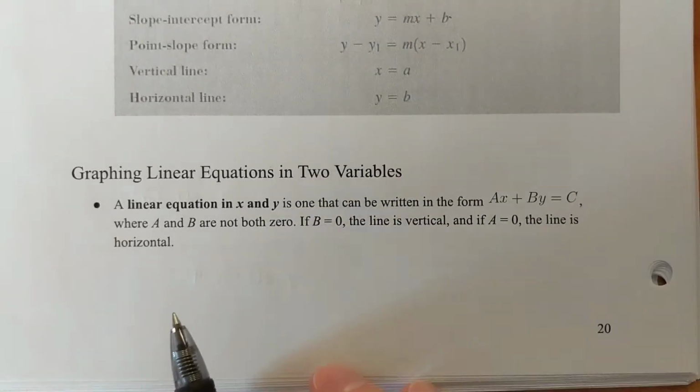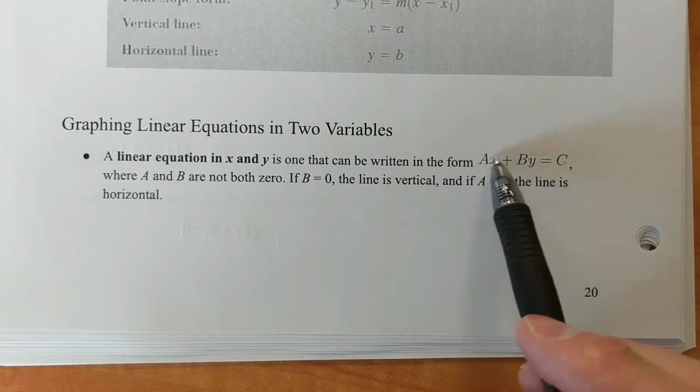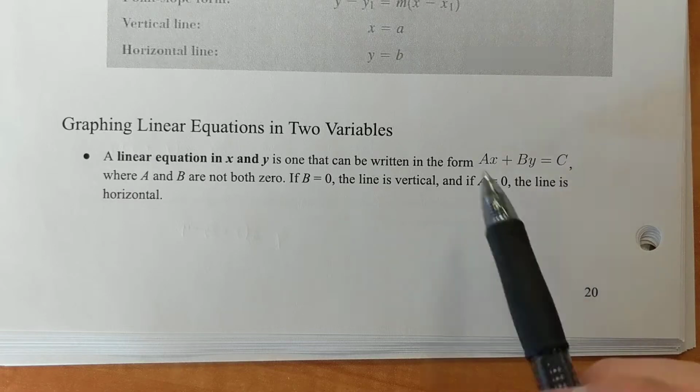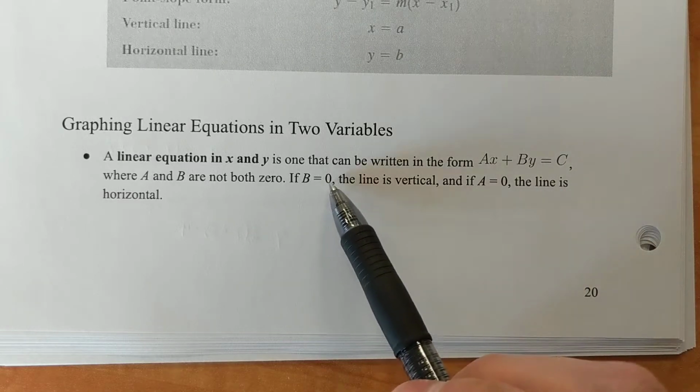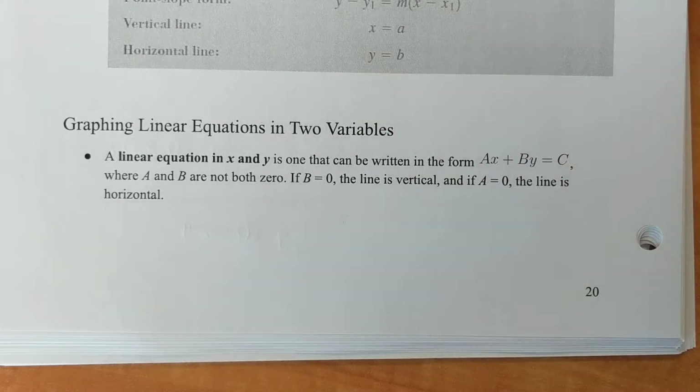Okay, so doing some graphing. This is actually standard form, where the c is on the right, as opposed to general form, where the c is on the left. If b is 0, you have a vertical line, because there is no y, just the x. And if a is 0, the line is horizontal.